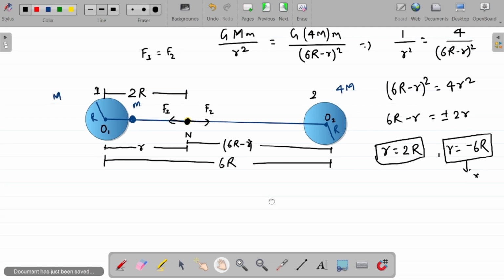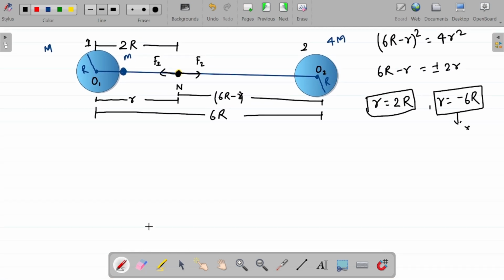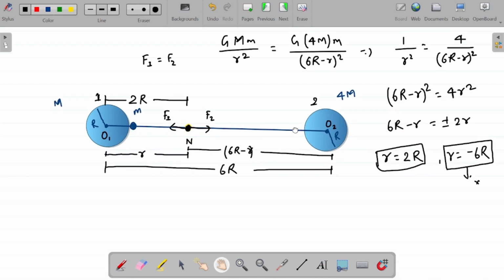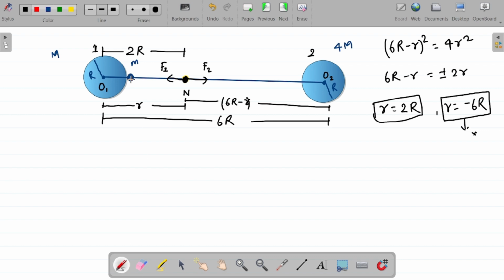Further, we can continue our discussion, and now let me get back to the question again. A projectile of mass m is projected from the surface of the sphere of mass M. So this projectile has been projected from here. Let's say this point is A and it has been projected to the surface of the second sphere. Let's say this point is B.